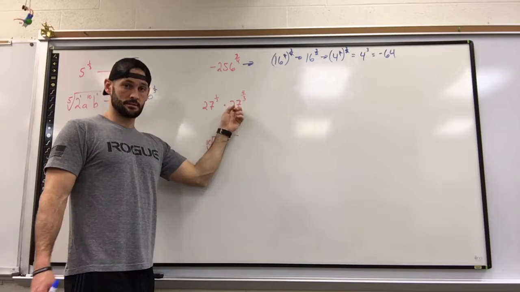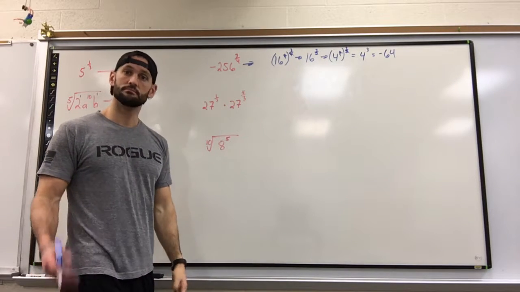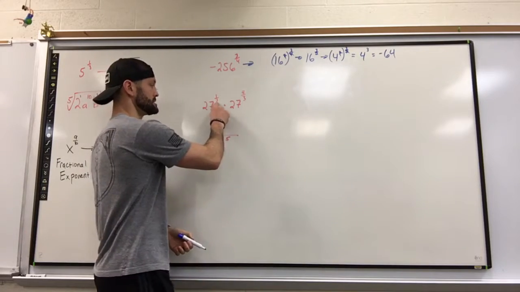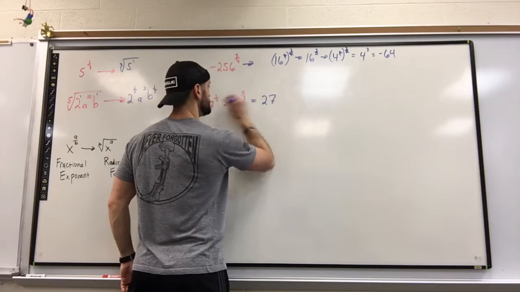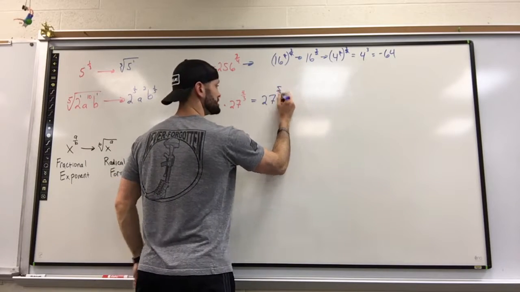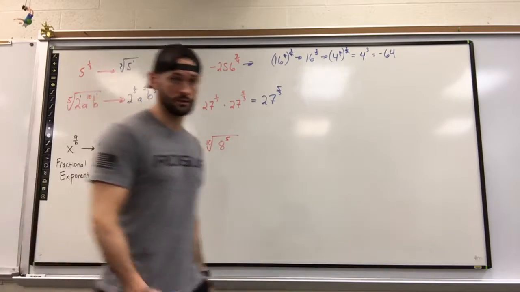All right, a couple things going on here. Notice we have the same base. Same base, so we're allowed to add our exponents when we multiply. More good news, your exponents have the same denominator. So I am going to quickly make this 27 to the 5/3. Everybody okay?